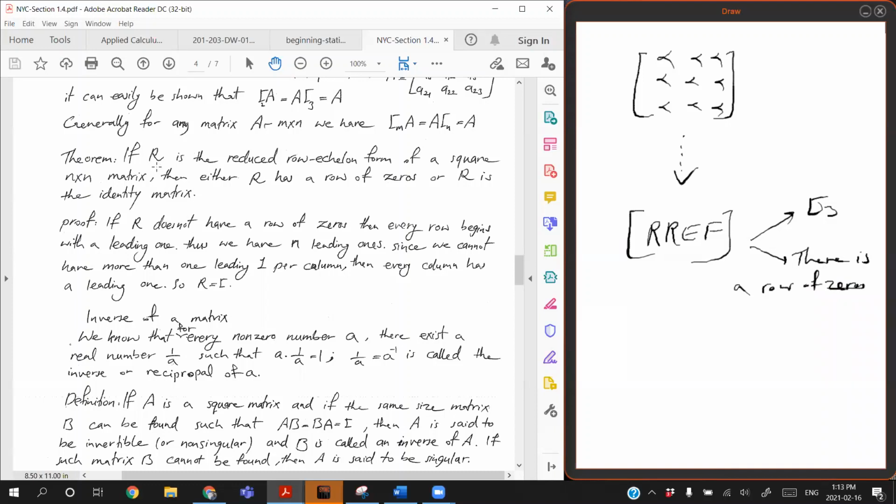It says if R, so this matrix R, is the reduced row echelon form of a square matrix that's n by n, then either R has a row of zeros, at least a row of 0, maybe 2 rows of zeros, but at least 1, or R is the identity matrix. So when you do these row operations and you go from the original matrix towards your reduced row echelon form, either you get the identity. If you don't get the identity, then you definitely have a row of zeros.